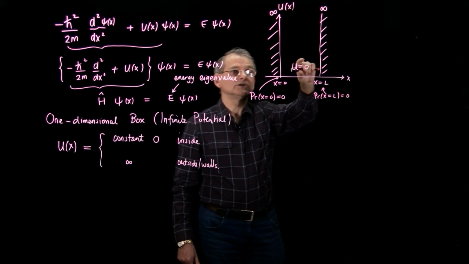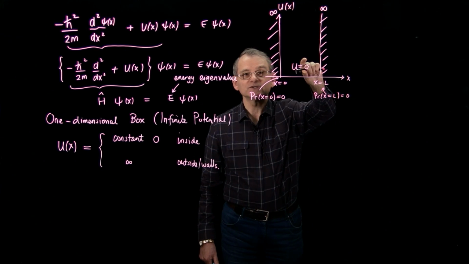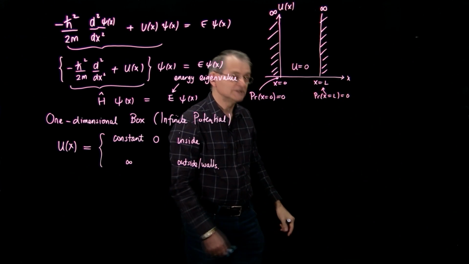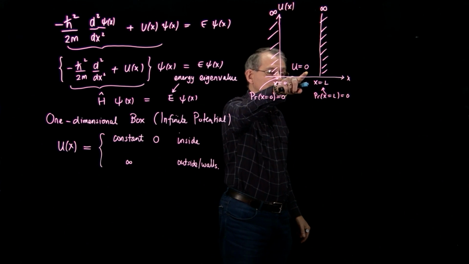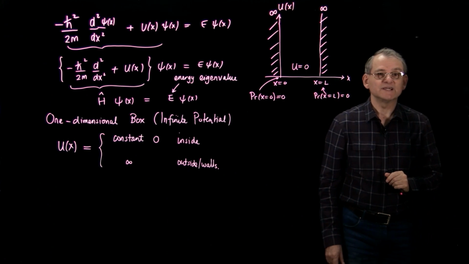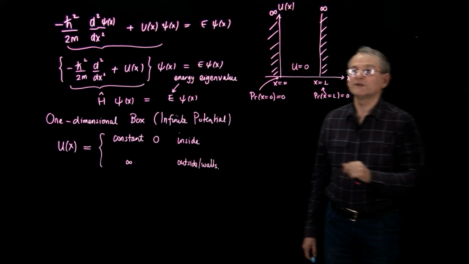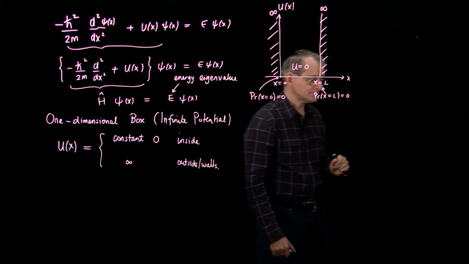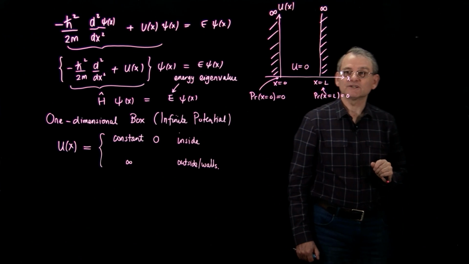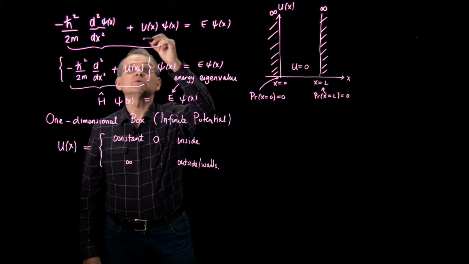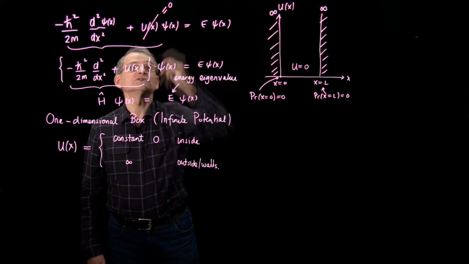Now, I choose the constant to be 0 because all I can ever measure will be energy differences. So if I were to put this equal to a constant which is not equal to 0, when I measure energy differences, that constant just disappears from the energy difference. So by putting it equal to 0, it doesn't change the physics for this particular problem and makes the mathematics a little easier. So if I put the potential energy equal to 0, I need to solve for this inside the box.